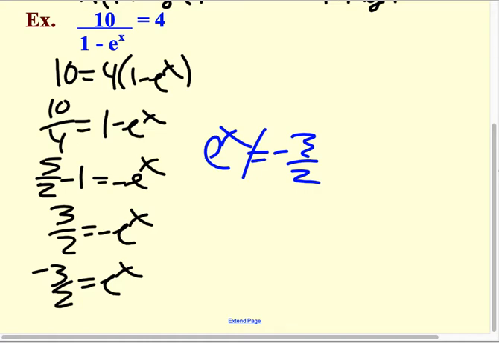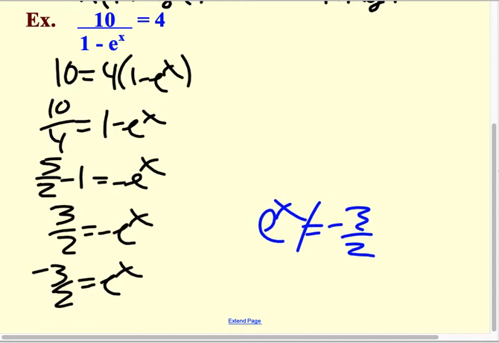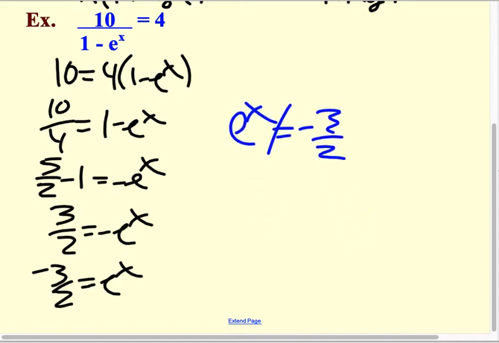So e to the what is negative? Nothing. If you don't realize it there, then there's something else we're going to try, which is, what if you decide to go ahead and log both sides? So I would ln. ln of e to the x is x, because I'm solving for x.